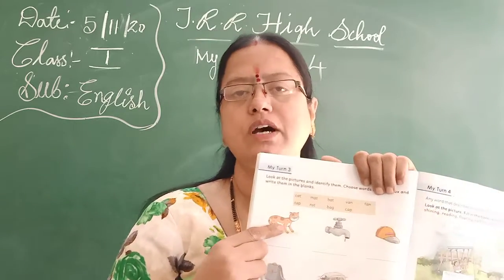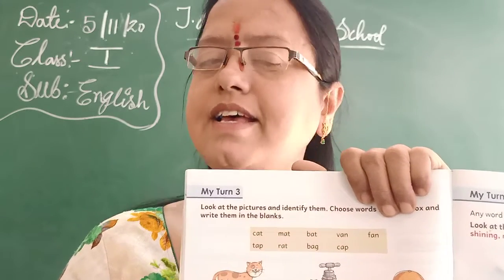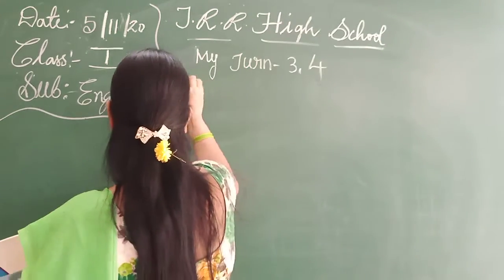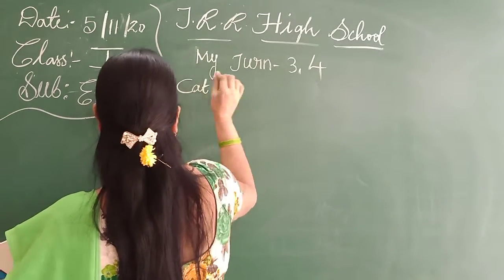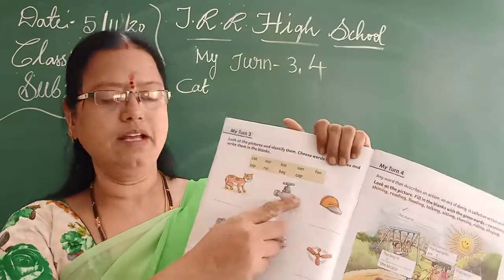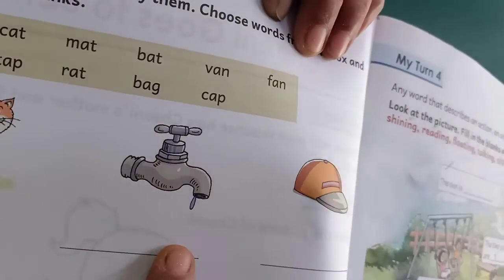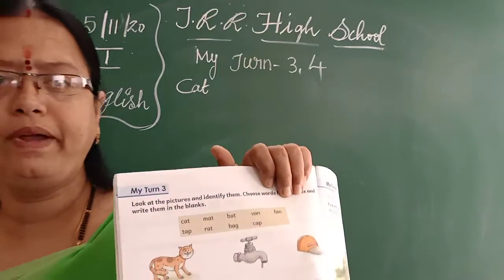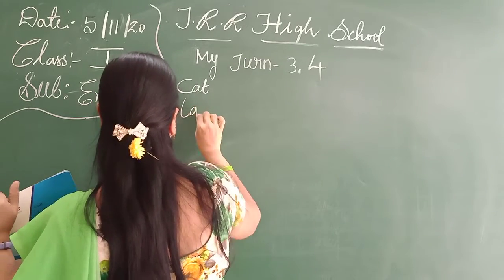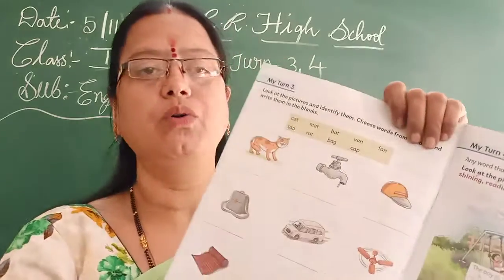See the first picture. Is this a cat or a rat? Yes, this is a cat. So you have to write down in the blank C-A-T, cat. And identify this picture. What is this? Yes, T-A-P, tap. Very good.